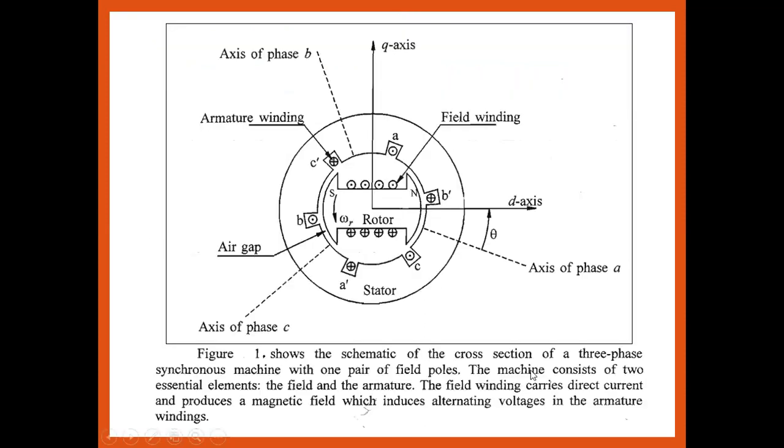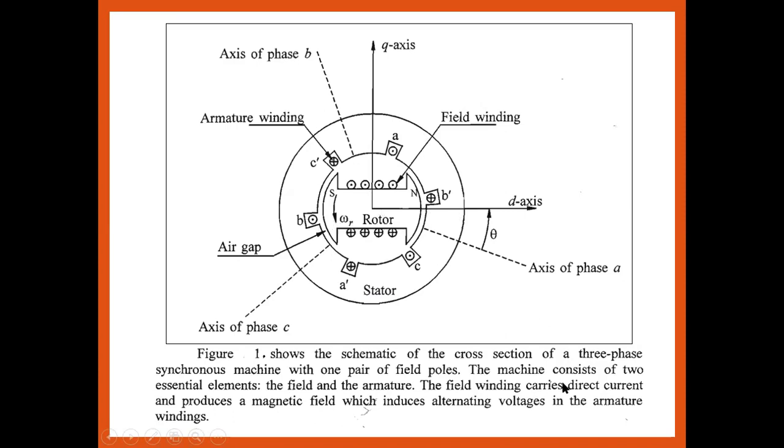This is the schematic diagram of the cross section of the three-phase synchronous machine with one pair of field poles. Here the rotor has the field winding, that is one pole, and the stator has the three-phase winding, 1, 2 and 3. The DC supply is given to the rotor.